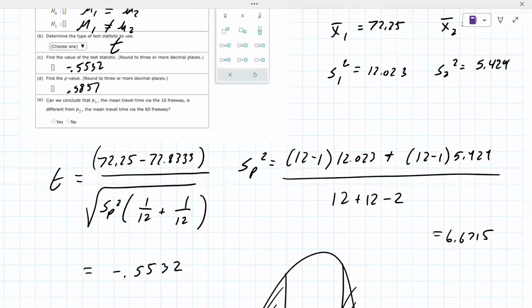Hold on just one second. For part B, when I put T, it gives me this thing on the side where it says degrees of freedom. Yeah, the degrees of freedom is 12 plus 12 minus 2, which is 22. It's always the denominator here. So the reason we cannot conclude that there's a difference is that the p-value is so high.